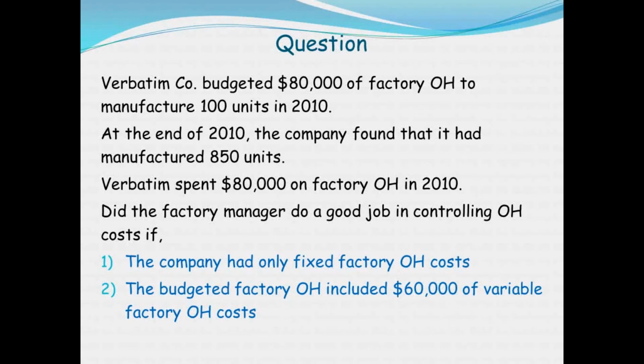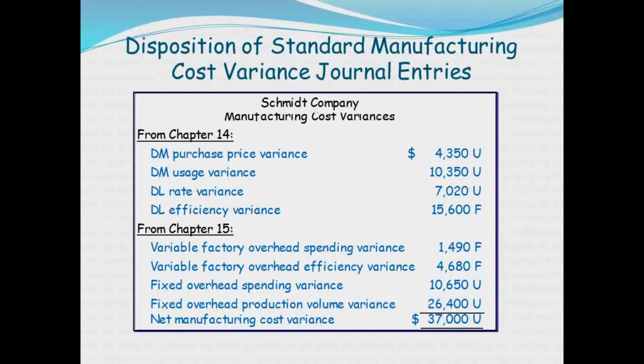Let's come back to this time. So if we took everything we know about Schmidt, we could show we had a net effect of being $30,000 under, $37,000 under. All of the variances come together.